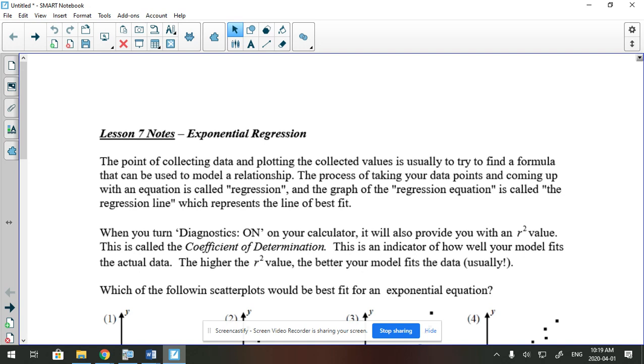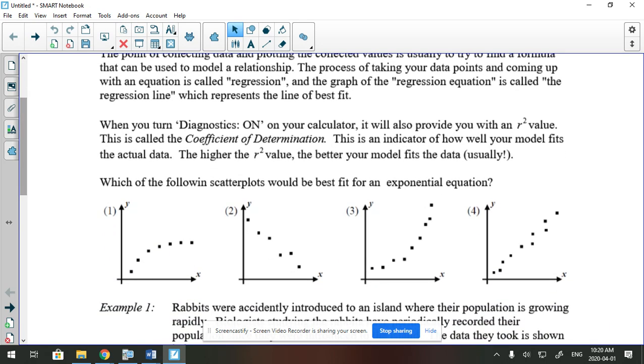We'll talk about the next part in a little bit, about the r-squared value. Basically, when you come up with an equation, it's not going to exactly match your data points, but it's going to be very, very close to it. So we can figure out an r-squared value. It's called the coefficient of determination, and it tells you how close your equation is to modeling those data points.